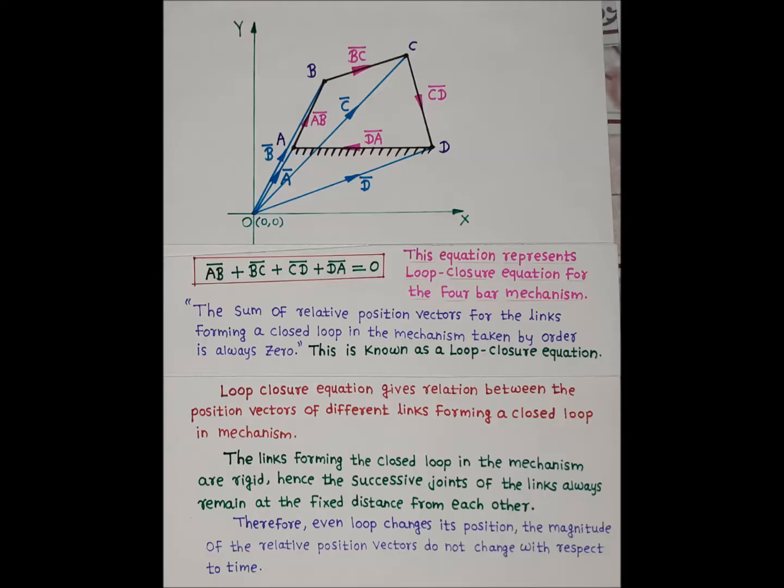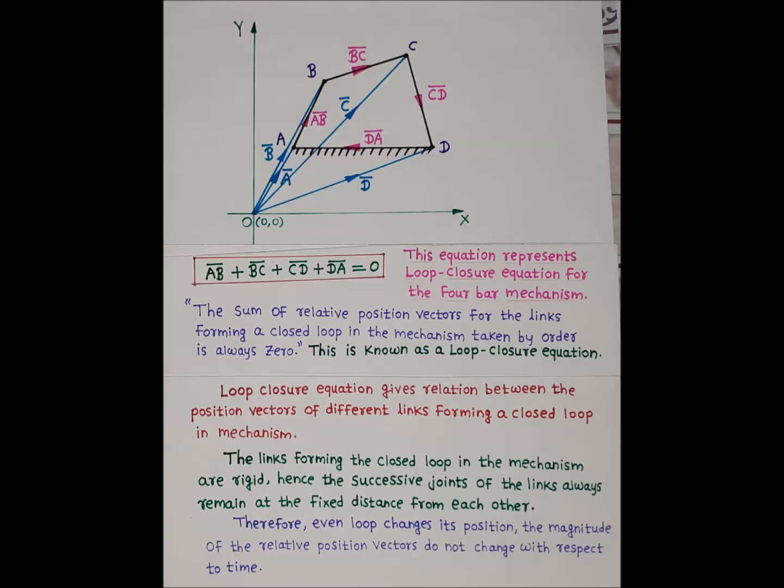So what can we conclude? Even if this mechanism works, the loop closure equation will remain the same, even if the mechanism changes its position. Let us say there is input link AB, coupler BC, output link CD, and fixed link AD. Whenever this mechanism works, the input link will turn, and due to that the other links will change their positions. Even if the position is changed, the loop closure equation will remain the same.